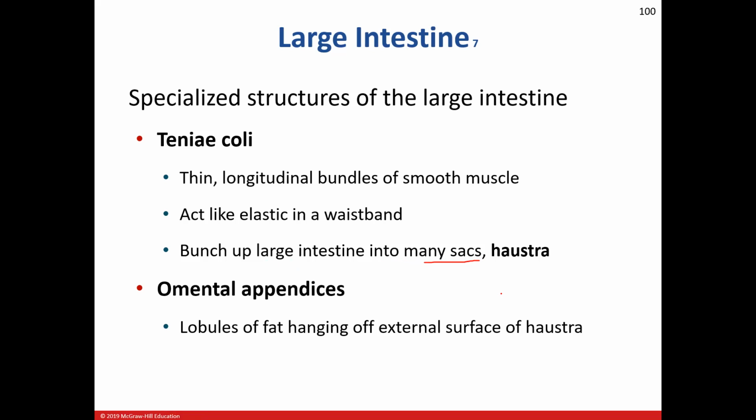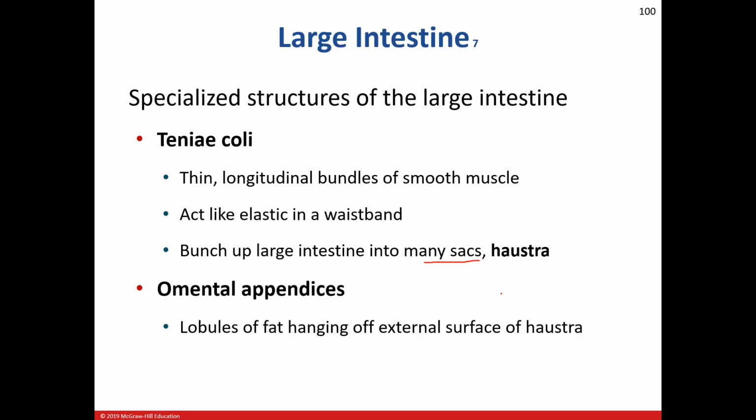So when you're looking at the models, you'll notice that throughout the large intestine there is this bunching of the large intestine. That's the haustra. And you'll also notice some globs of fat that hang off externally off of the large intestine. That is called the omental appendices, similar to our greater and lesser omentum, which is loaded with adipose tissue.